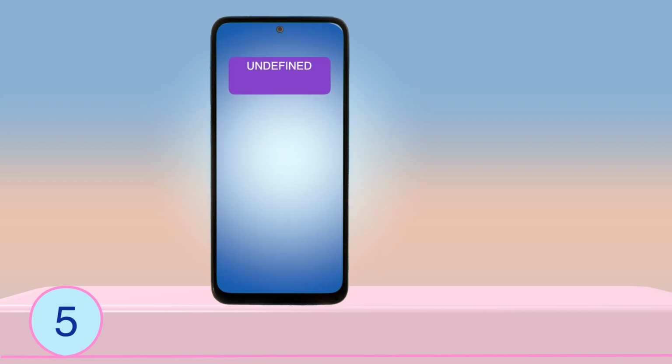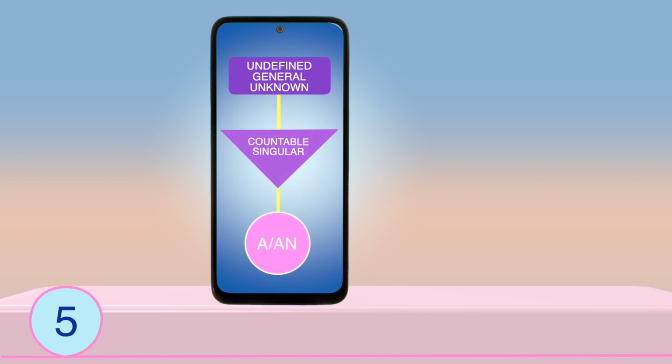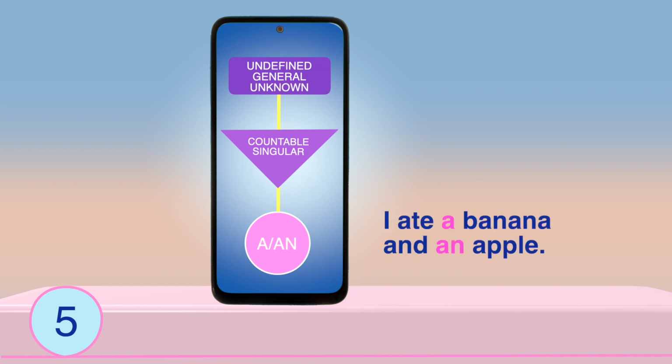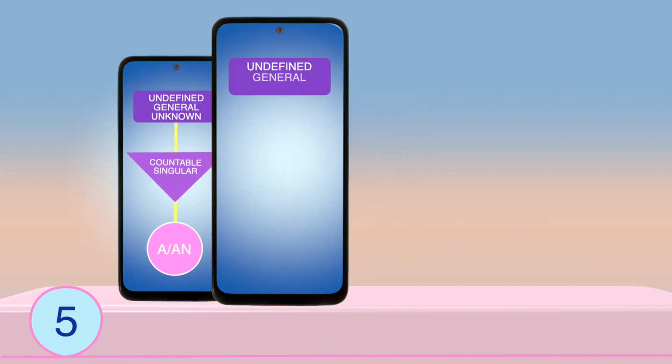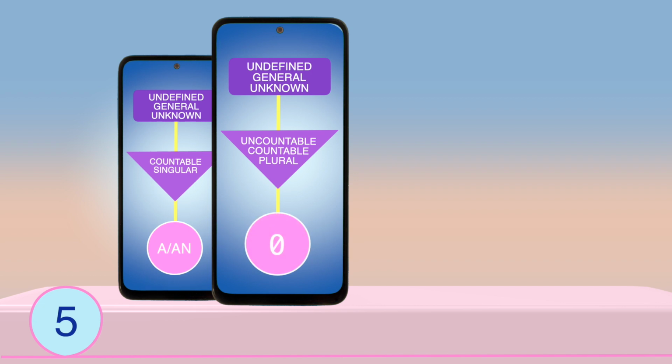The fifth and final step of our process is to choose our articles. This is really easy. Undefined nouns used in general or when they are unknown to us and are countable singular take an indefinite article a or an. I ate a banana and an apple. Undefined nouns used in general or when they are unknown to us when they are countable plural or uncountable take an invisible zero article. He ate bananas and strawberries.